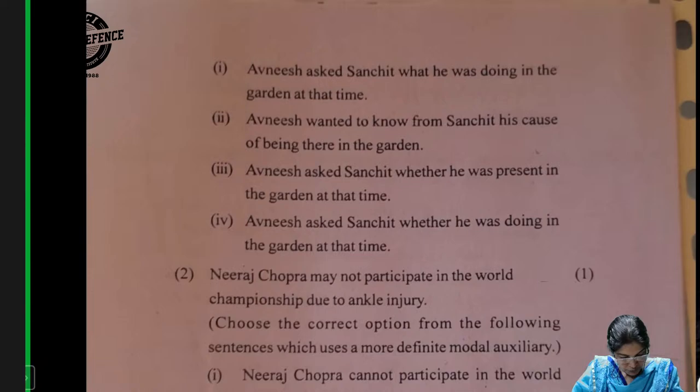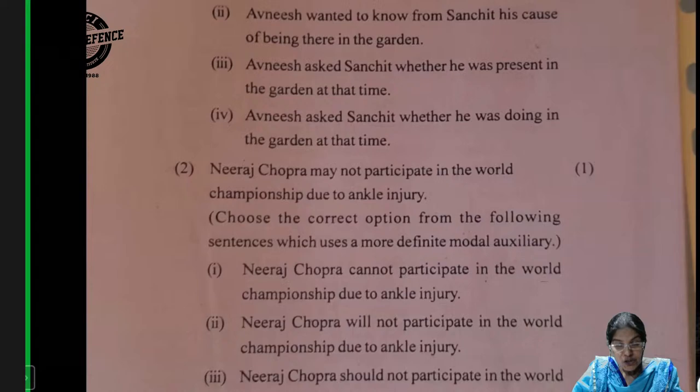So, going to the next one, Neeraj Chopra may not participate in the world championship due to ankle injury. Choose the correct option from the following sentences, which uses a more definite modal auxiliary. Most definite, okay, not indefinite. So, Neeraj Chopra may not participate in the world championship due to ankle injury.